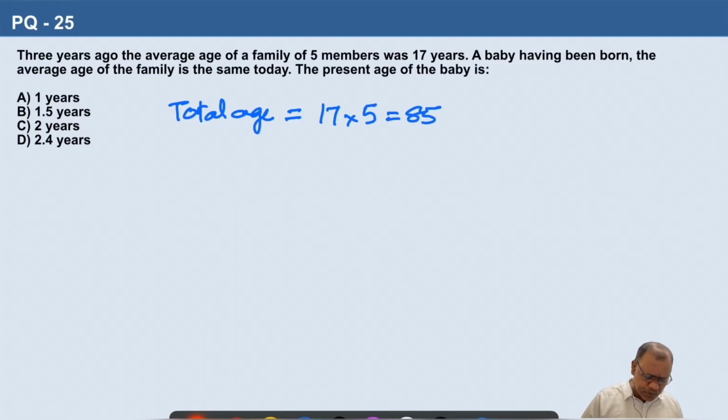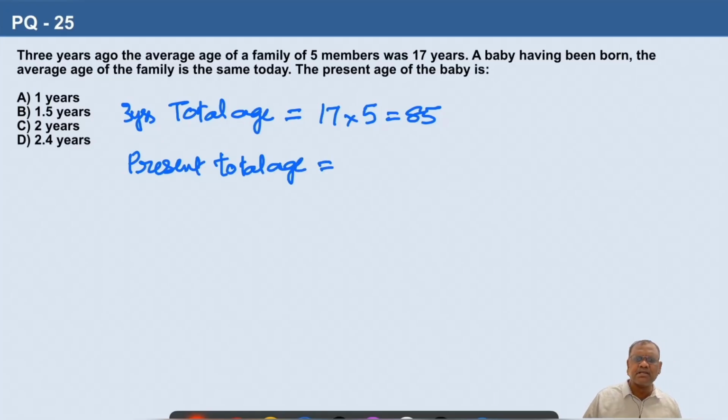Now present total age. There are 5 members in the family. So everybody's age increases by 3 years. So that means 3 into 5, 15 years. So total age will increase for all the members by 15 years. 85 plus 15, that is 100 years. So total age is 100 years.